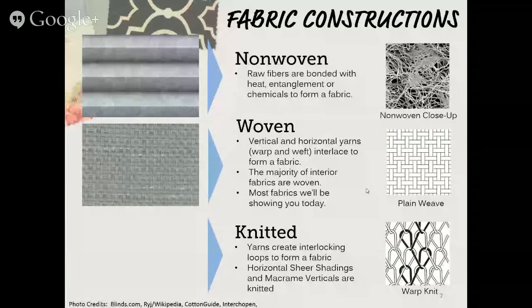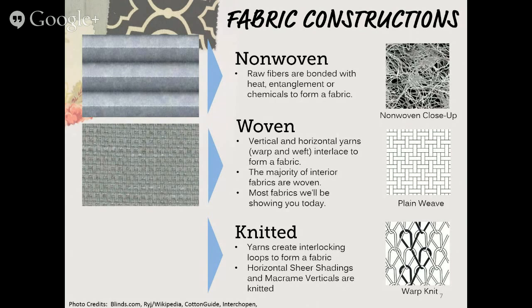The next type of fabric is the one that most people are most familiar with, and it's the most common, and that is a woven fabric. And basically what you have are vertical and horizontal yarns interlacing with each other. And the diagram that we have is a plain weave, which is the most common, but we also can make very intricate patterns by changing how the horizontal and vertical yarns, which we call the warp and the weft, interlace with each other.